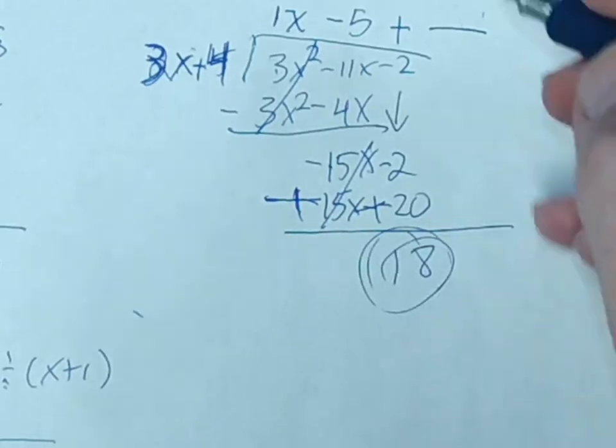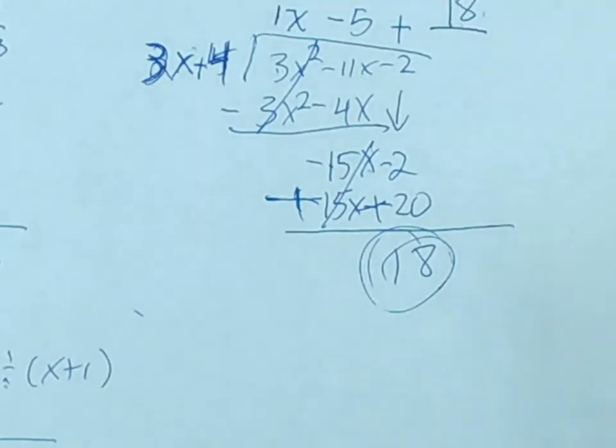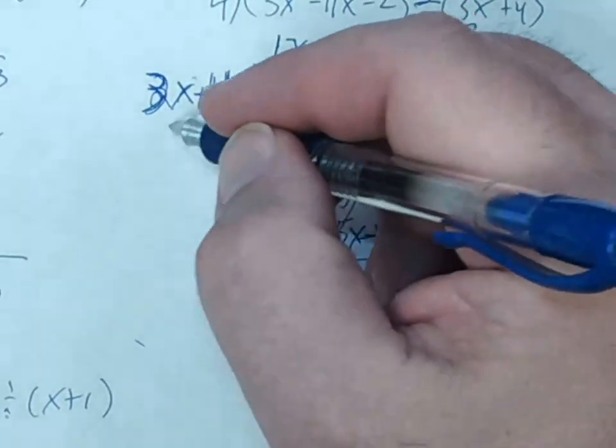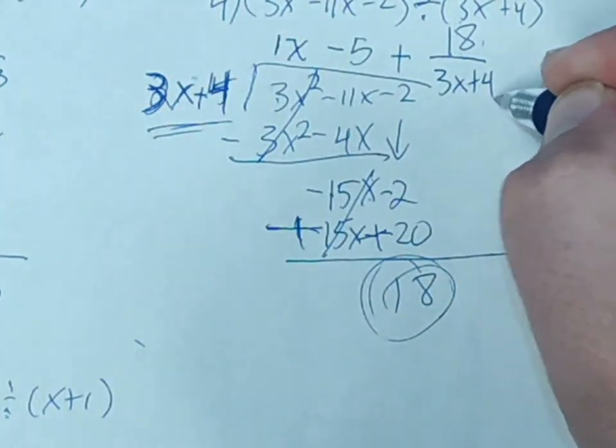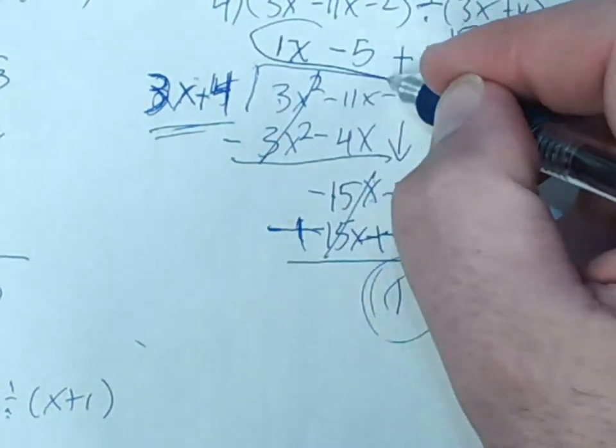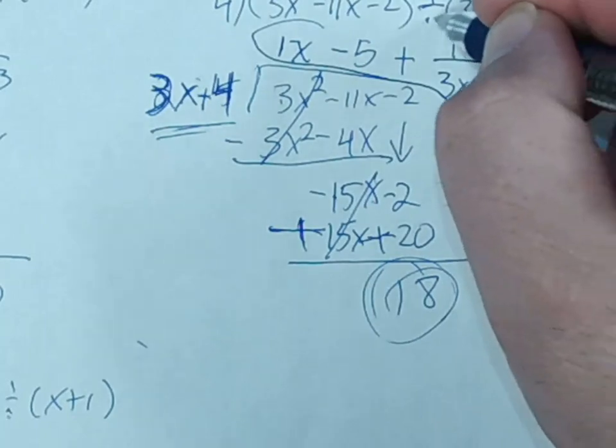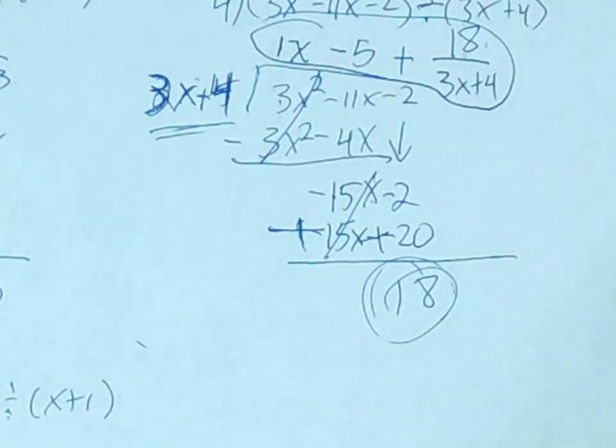The remainder, 18, goes in the top, in the numerator. And what we're dividing by, 3x plus 4, that goes underneath. So my answer will be 1x minus 5 plus 18 over 3x plus 4. And that's how we're going to handle problems like that, where it doesn't divide evenly. So we have that remainder, okay?